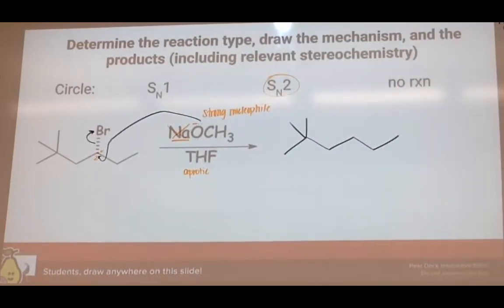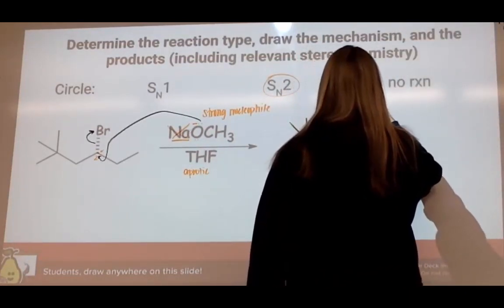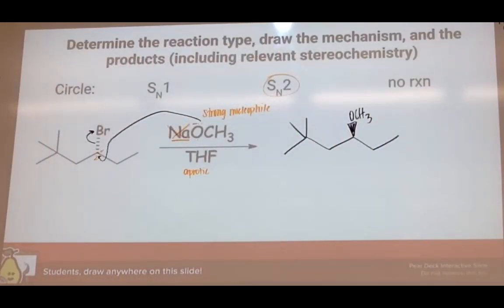So when that OCH3 minus attacks, it's going to attack from the other side. It was a dash, now it's going to be a wedge. So you invert the stereochemistry, right? Because it has to attack from the other side. Br is going into the page right now, which means OCH3 is going to attack from the front, because there's not space for it to attack in the exact same location. So that's an SN2 reaction.